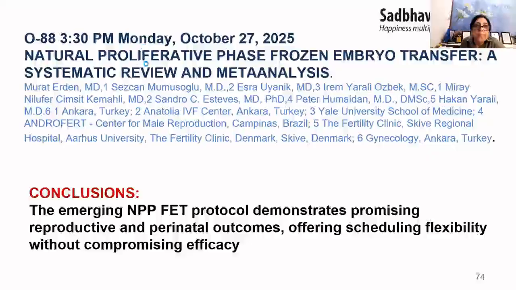Then this was just in October. This was done at ASRM. There are a few studies published on natural proliferative phase, and now we have a systematic review and meta-analysis. And they concluded that the emerging NPP-FET protocol demonstrates promising reproductive and perinatal outcomes, offering scheduling flexibility without compromising efficacy. And there is least endocrinology monitoring that is required. And there is ensured endometrial synchrony.